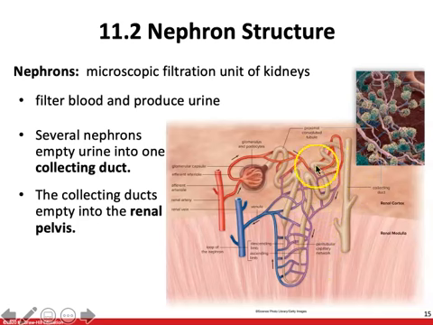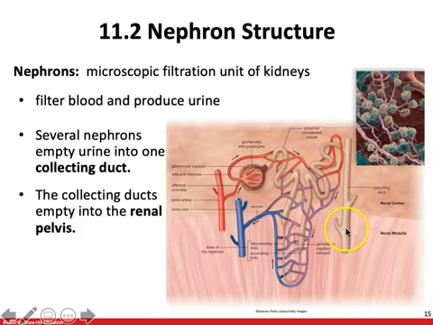Those collecting ducts are then all going to travel together. It's kind of like how your circulatory system has all of the branching structures coming off of it. Your urinary system does the same. We're going to have all of these filter into the collecting duct. The collecting ducts are going to empty into that renal pelvis.